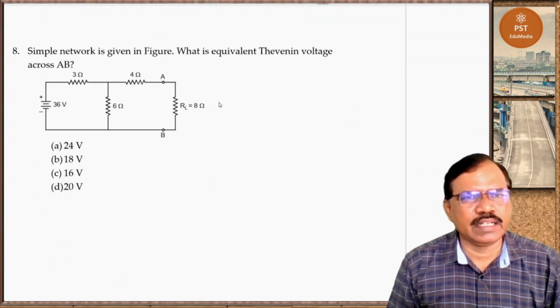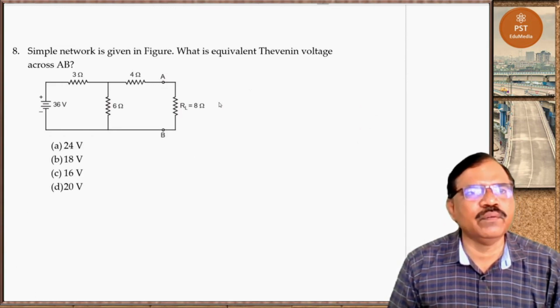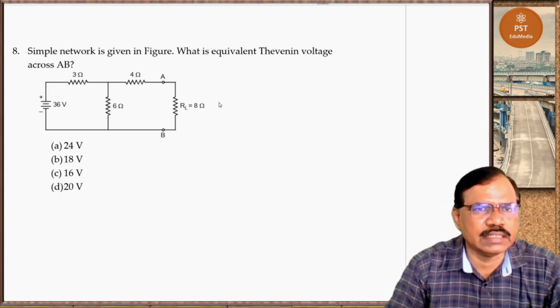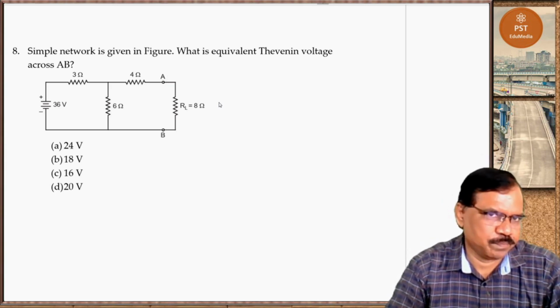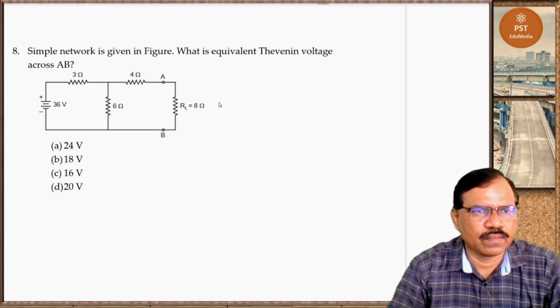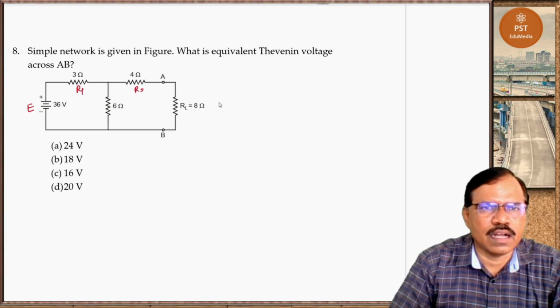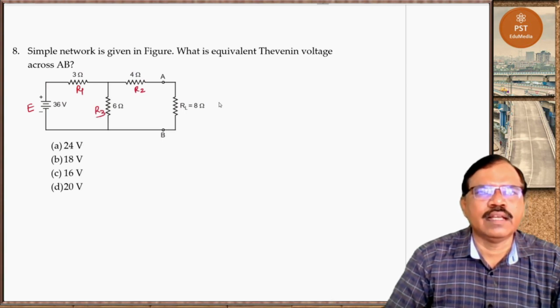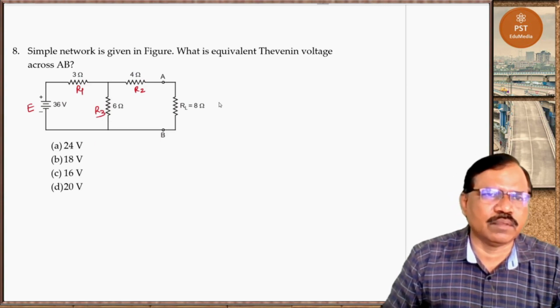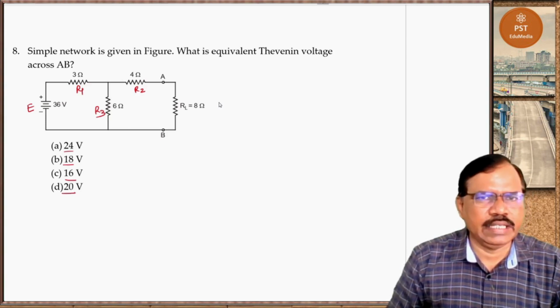Now a simple network is given in the figure. What is the equivalent Thevenin's voltage across terminals A and B? So the circuit is given. So I can call this E, R1, R2, R3 and RL, that is the load resistance across terminals A and B. Options: A 24 volt, B 18 volt, C 16 volt, D 20 volt.